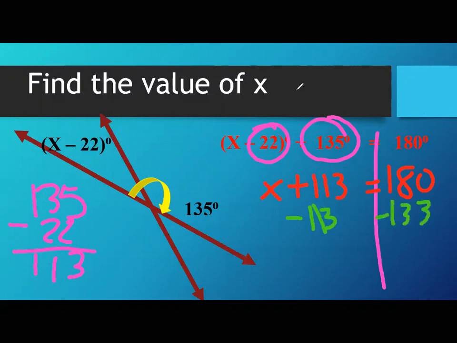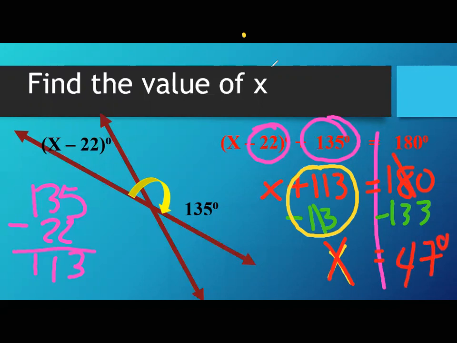And we're going to subtract 113. In that way, I can cancel this positive 113. I'm going to have my variable x here, sorry, it's going to be red. My variable x, and then on the right-hand side, I'm subtracting, and I'm going to end up with 47 degrees. So the value of 47 makes the angle x minus 22 plus 135 equal to 108.